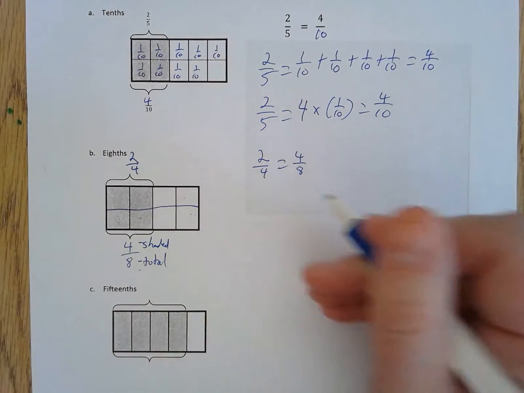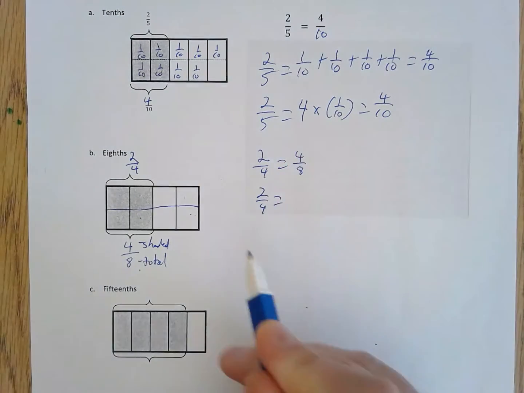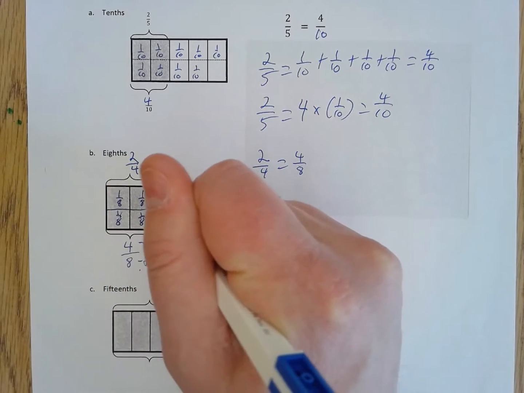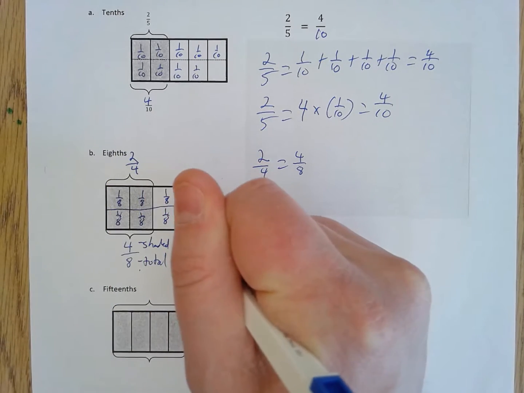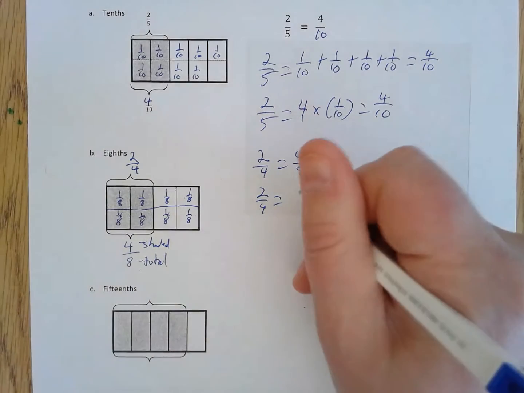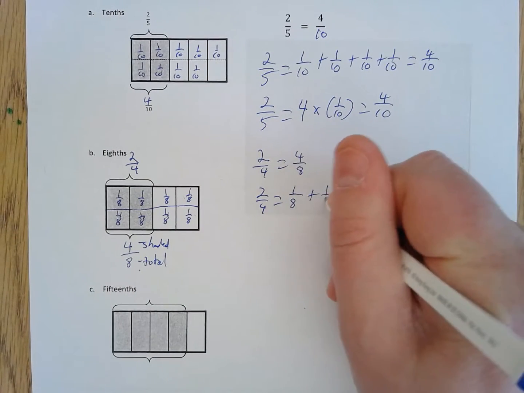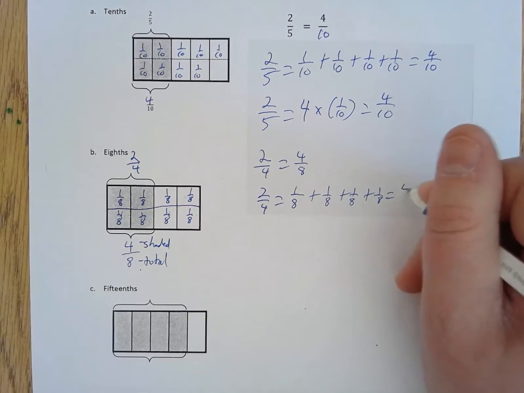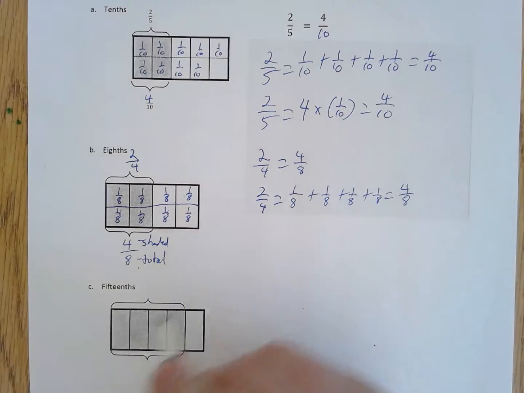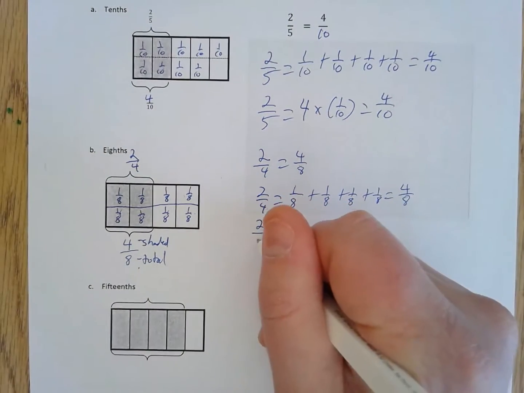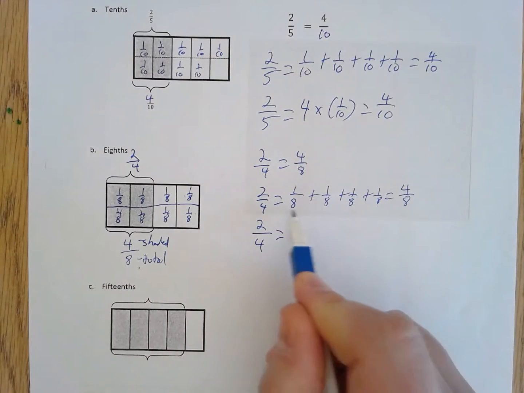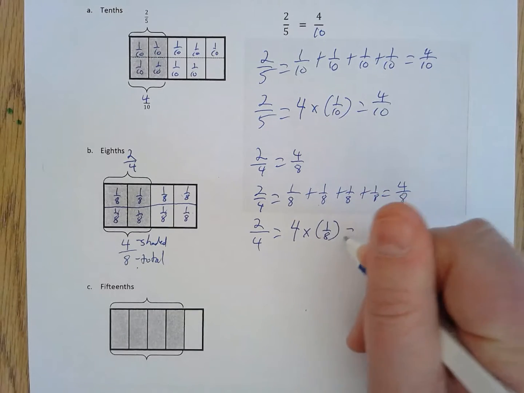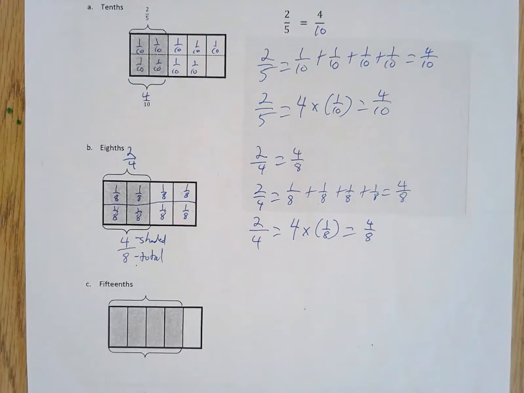Okay, so to do our addition sentence, we're going to start with 2/4 equals, and again, each one of these is worth 1/8. 1/8, 1/8, 1/8, and 1/8. And we have 1, 2, 3, 4 of them, so we're going to add up 1/8 plus 1/8 plus 1/8 plus 1/8 equals 4/8. And then our multiplication sentence, we get 2/4 equals, we have 1, 2, 3, 4/8, so 4 times 1/8, which equals 4/8.